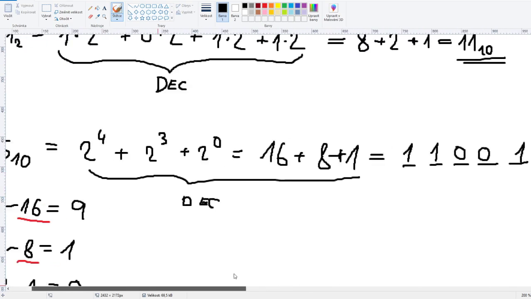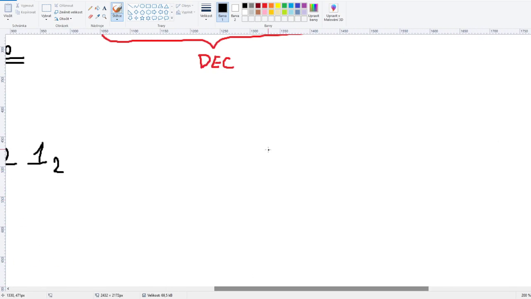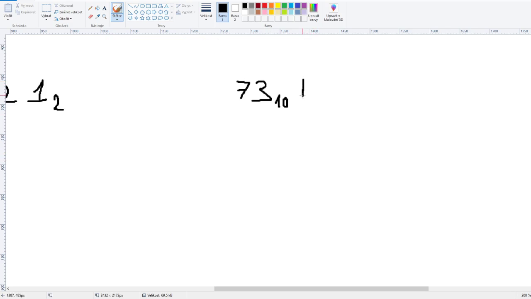So the trick is, let's say we want to do number 73. This is kind of a big number, and you may not remember that the highest power is to the power of 6, which is 64. So you can just try to divide this by 2. And if you divide it by 2, it's not always divisible, so we have 36 and a half, if you do that in your head or calculator or anything. So we ignore the half and we just write down 36, and the remainder is 1.